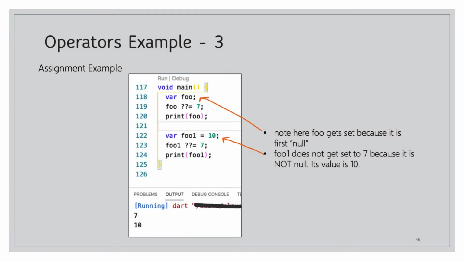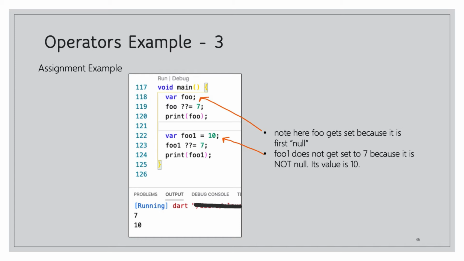Okay, for this third example, we dive into the assignment operator. This is something that was a little different for me coming from Python and other programming languages, but it's pretty easy to understand. We have var foo here. Notice that it's null because we don't have it assigned to anything. Now we use the assignment operator in line 119. Foo question mark equals 7. So since it has not been previously assigned, the value that gets printed out in line 20 when we do print foo is 7, what we assigned.